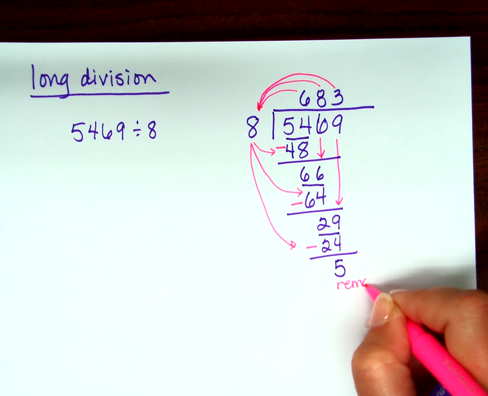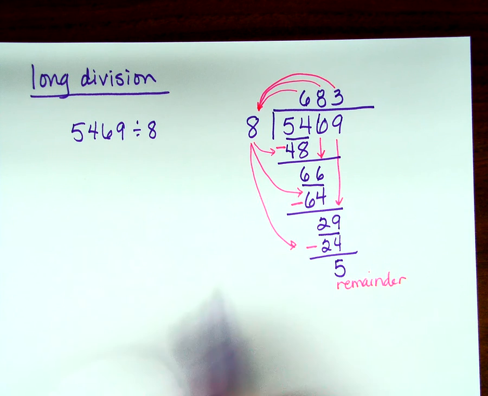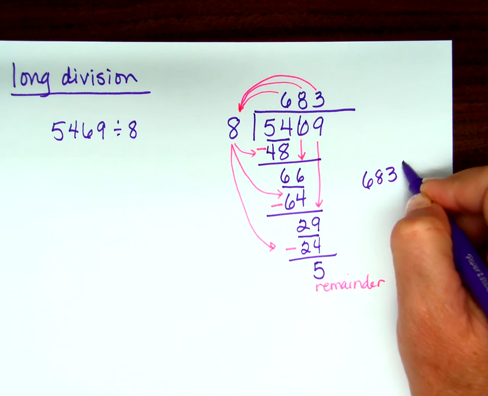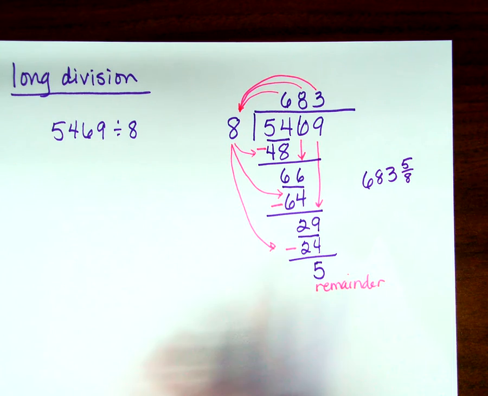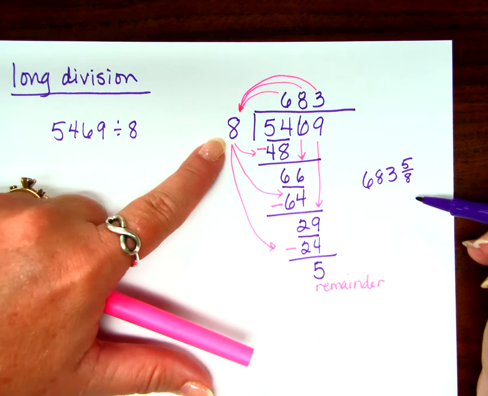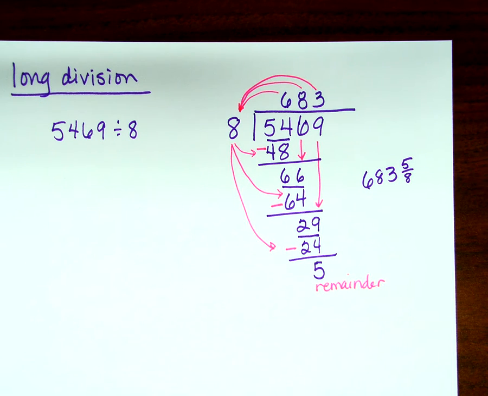That's the remainder, isn't it? So when I'm writing the answer, my answer is 683 and 5/8. Where in the world did I get 5/8? 5 was the remainder. 8 was what I was originally dividing by, right? Any questions? That's the kind of thought process I need you to have when we start polynomial long division, okay?